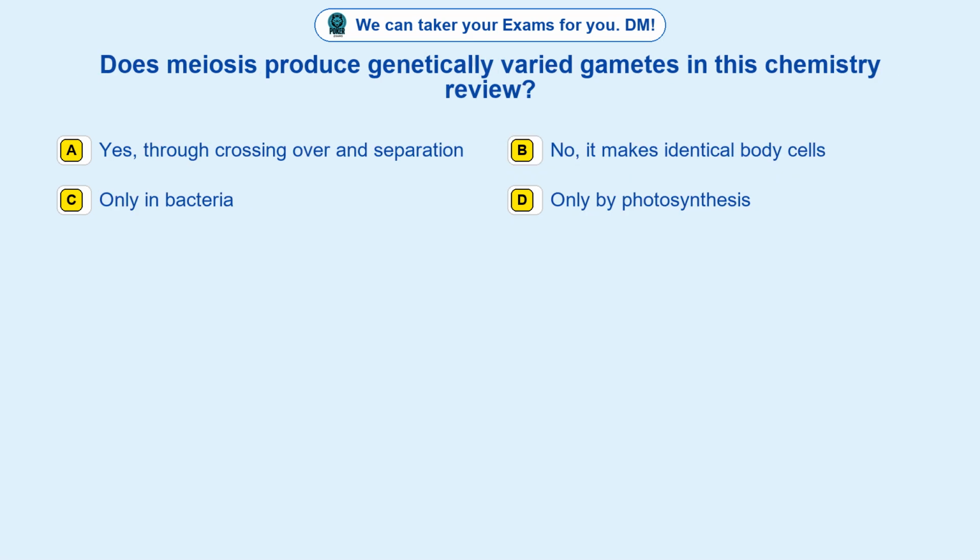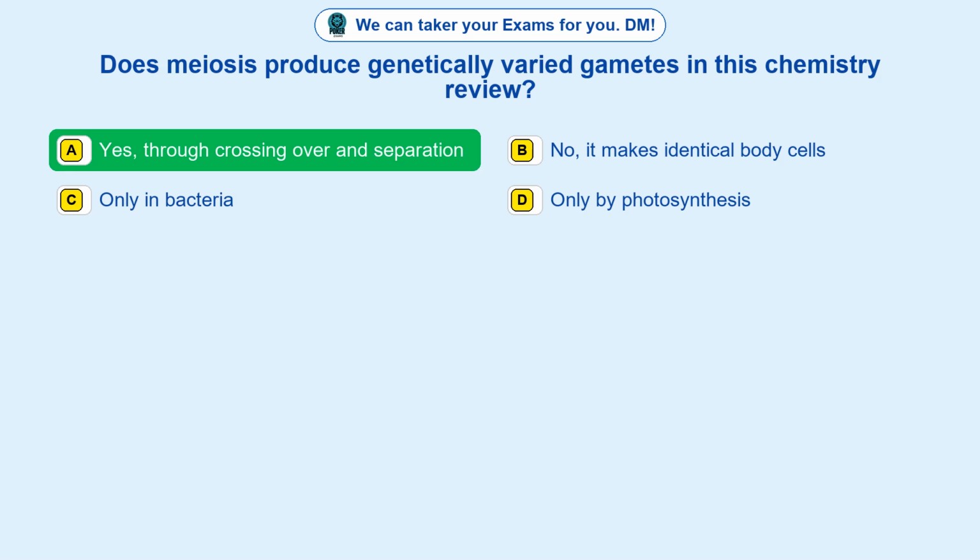Question 16. Does meiosis produce genetically varied gametes in this chemistry review? Option A. Yes, through crossing over and separation. Option B. No, it makes identical body cells. Option C. Only in bacteria. Option D. Only by photosynthesis.